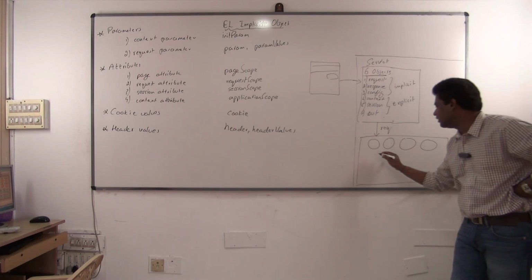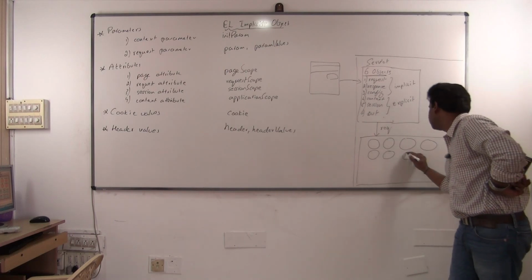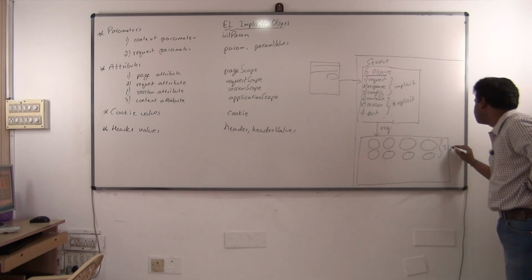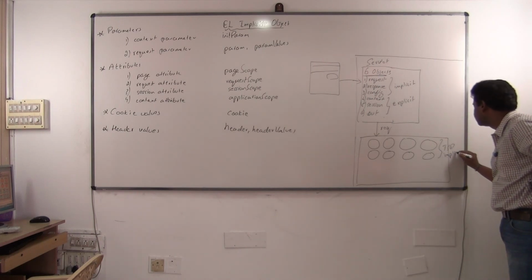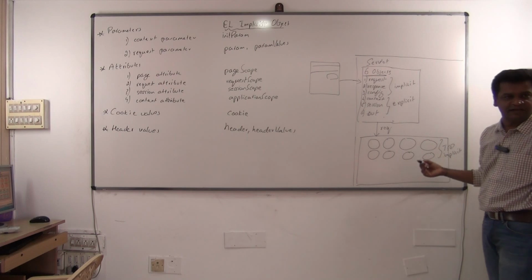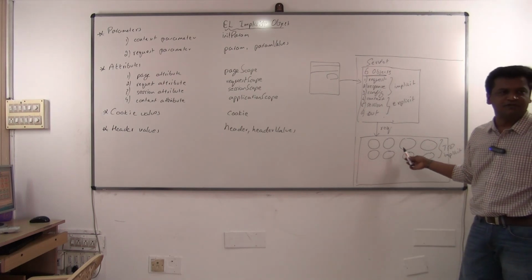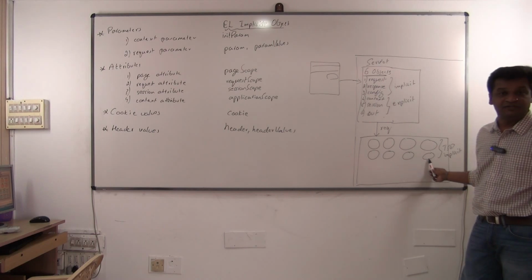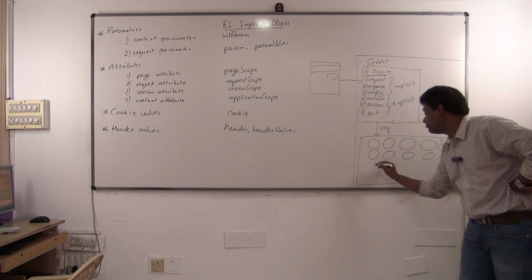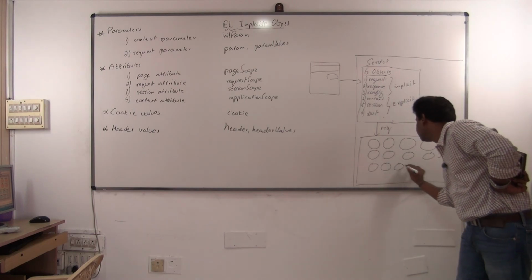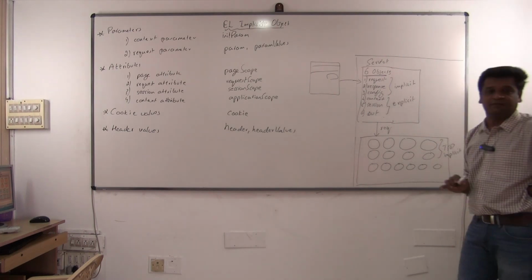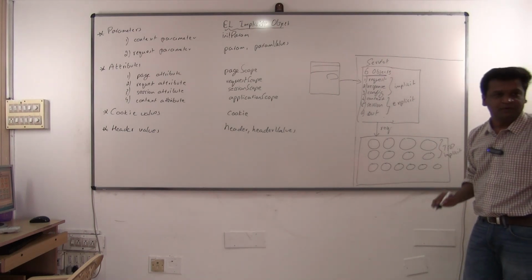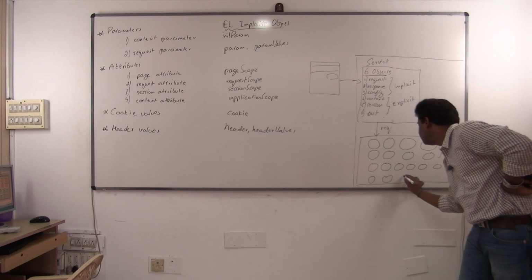JSP implicit objects. These are the ones I wrote down in the last class: request, response, config, application, session, out, and all the other JSP implicit objects. Apart from that, you will have 10 EL implicit objects. That is the thing here.